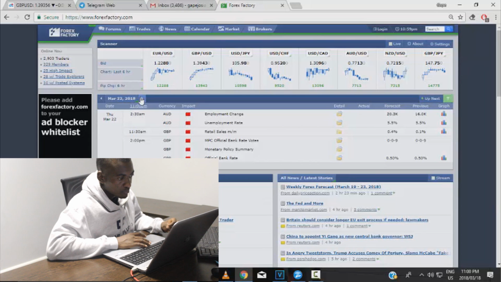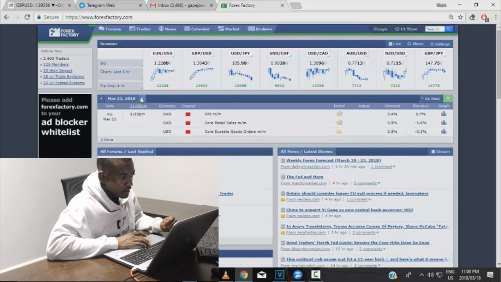Thursday, we have unemployment change and unemployment rate. We got the GBP retail sales, official bank rate, and everything. So GBP is going to be late on Thursday. Friday, we have Canadian CPI and retail sales and core durable sales.